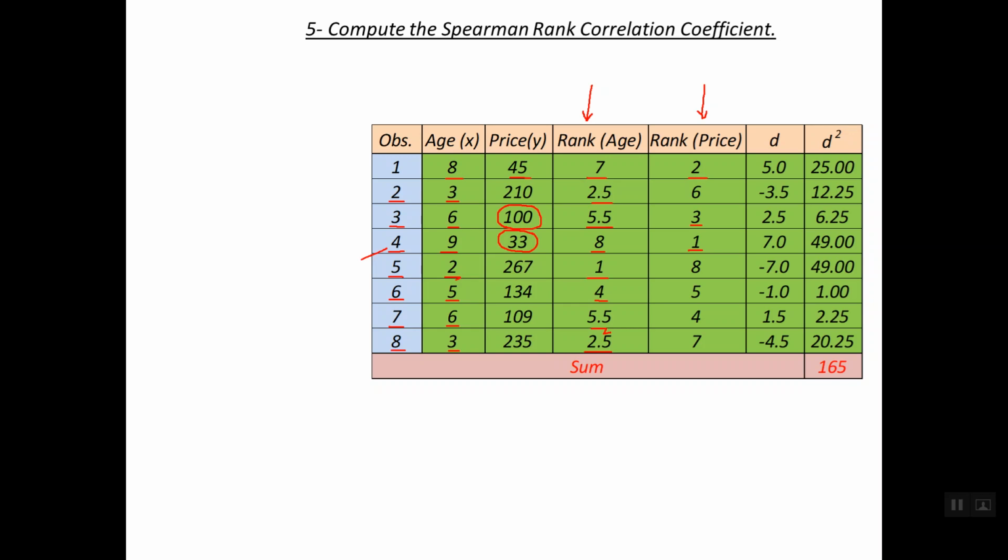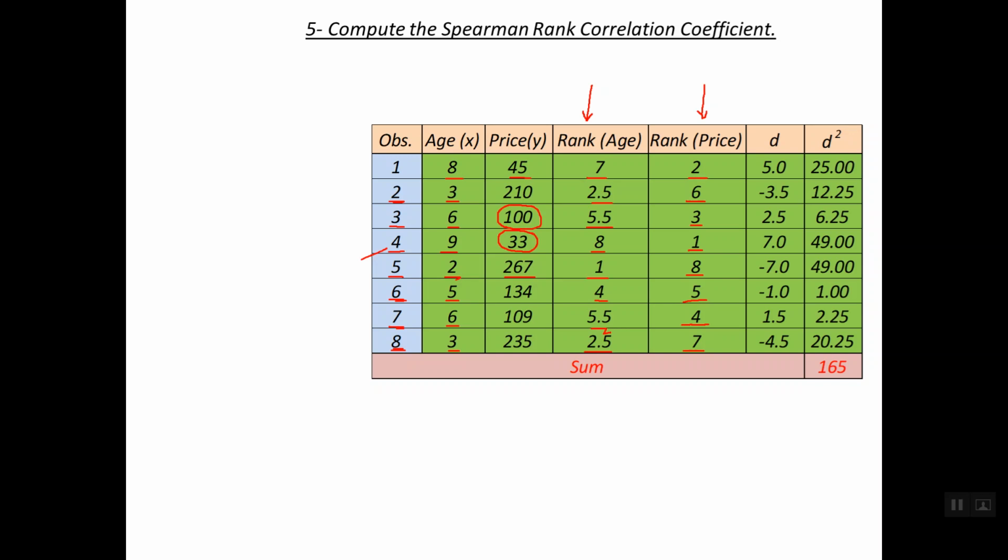Then car number 7, it will have rank number 4. Then car number 6, with rank number 5. Then we have car number 2 with rank of 6. Then car number 8 with rank 7. And finally, car number 5, which is the highest price. It will take the highest rank, which is 8. So this is the way how to make the rank for the price.